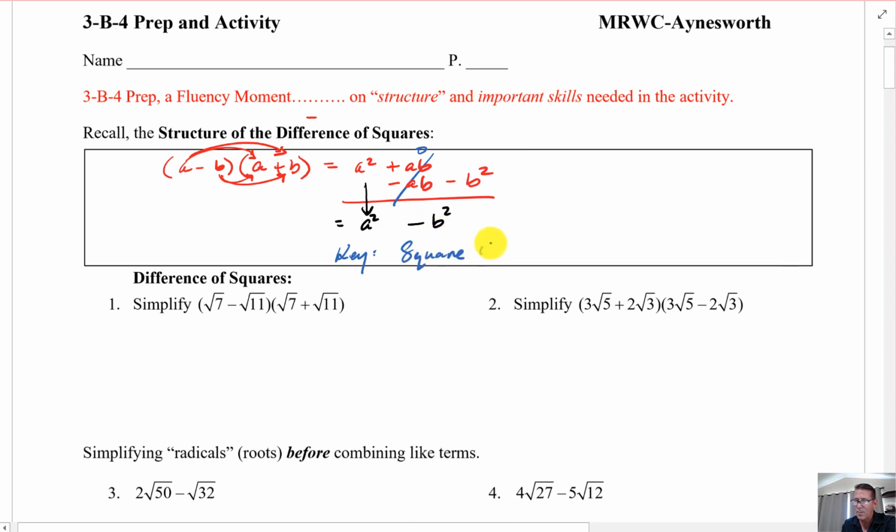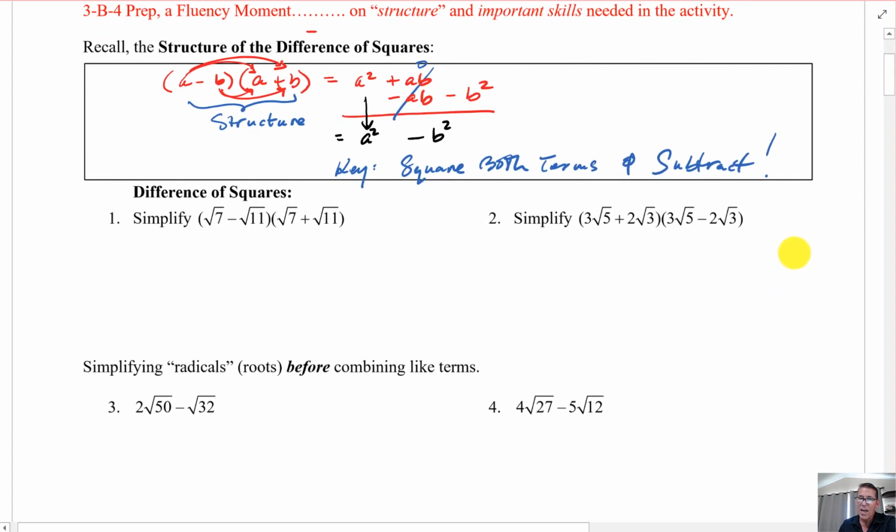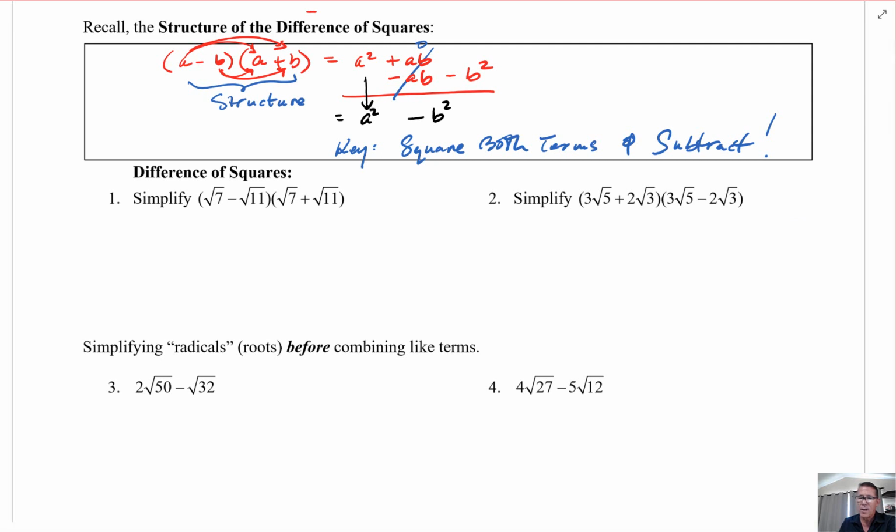Square both terms, and then subtract the results. It's so simple when you see the structure. I'm talking about when you see a minus b times a plus b, which is the structure. This part right here is the structure. All you do is square both terms, and I'm talking about a and b, and you subtract the results. Square both and subtract. That's it. So you identify the structure and then apply the idea. Okay, so let's take a look at that.